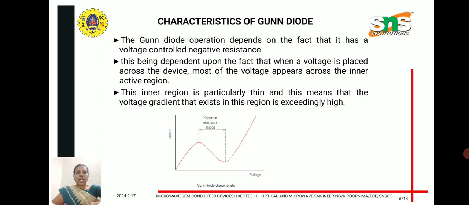Here we can see the characteristics of the Gunn diode. It is a voltage controlled negative resistance. The graph shows the voltage-current (VI) characteristics of a Gunn diode. When a threshold voltage is reached, the current starts decreasing. Initially the current increases as we increase the voltage, but after the first peak point there is a decrease in the current. This is the transferred electron effect present in Gunn diodes, and it is known as the negative resistance region.